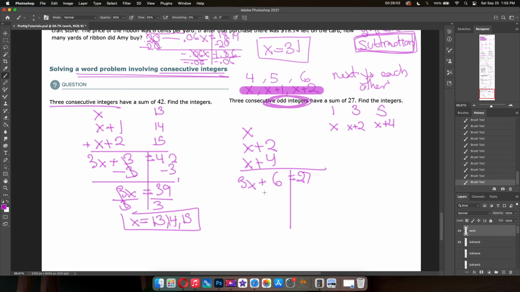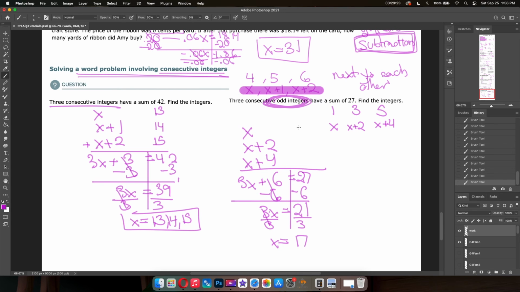So we start with moving our 6 because that's addition. We undo that with subtraction, minus 6. That means 3x drops down. 27 minus 6 is 21. Now that's multiplication. We undo multiplication with division. 21 divided by 3 is 7.